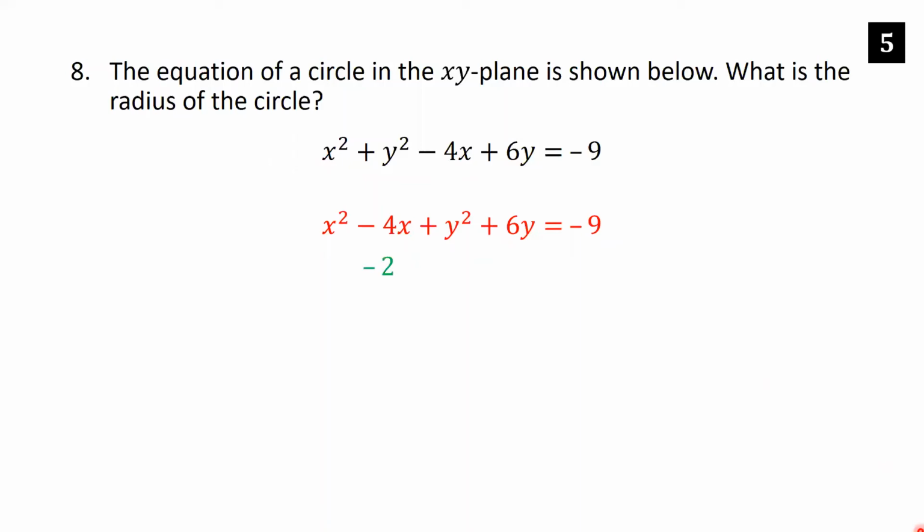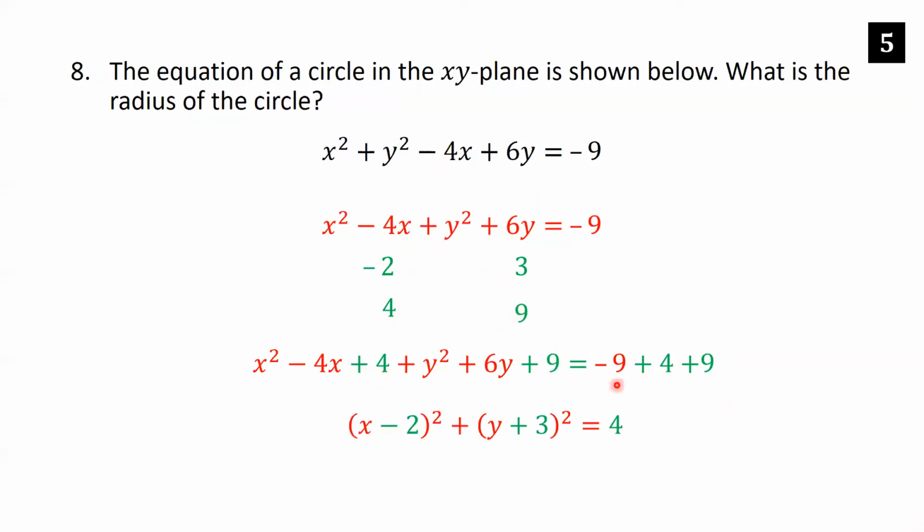Now I'm going to complete the square again. Half of -4 is -2. When we square -2, we get 4. Half of 6 is 3. When we square 3, we get 9. So we're going to add 4 to each side of the equation, and we're going to add 9 to each side of the equation. Once again, x squared minus 4x, and then we add the 4. And then we do it to the right, and we have y squared plus 6y, and we add the 9, and we also do that to the right.